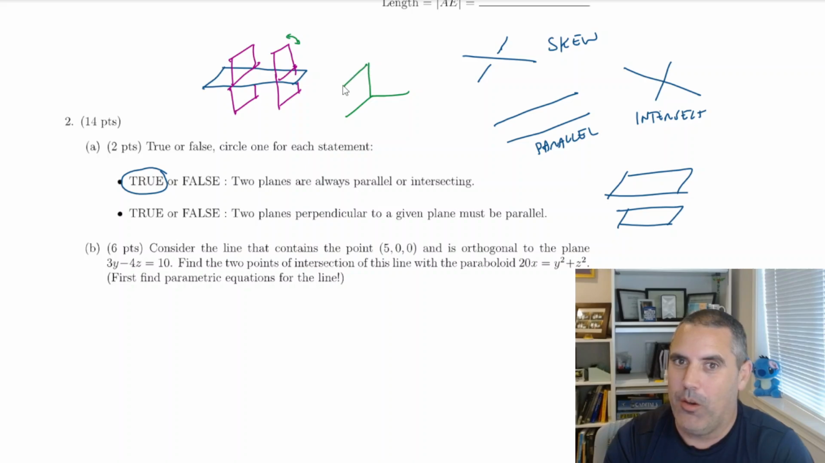My first example I always look at is the corner of the room. This is perpendicular to the ground. This is perpendicular to the ground. They are not parallel to each other. So that's got to be false.